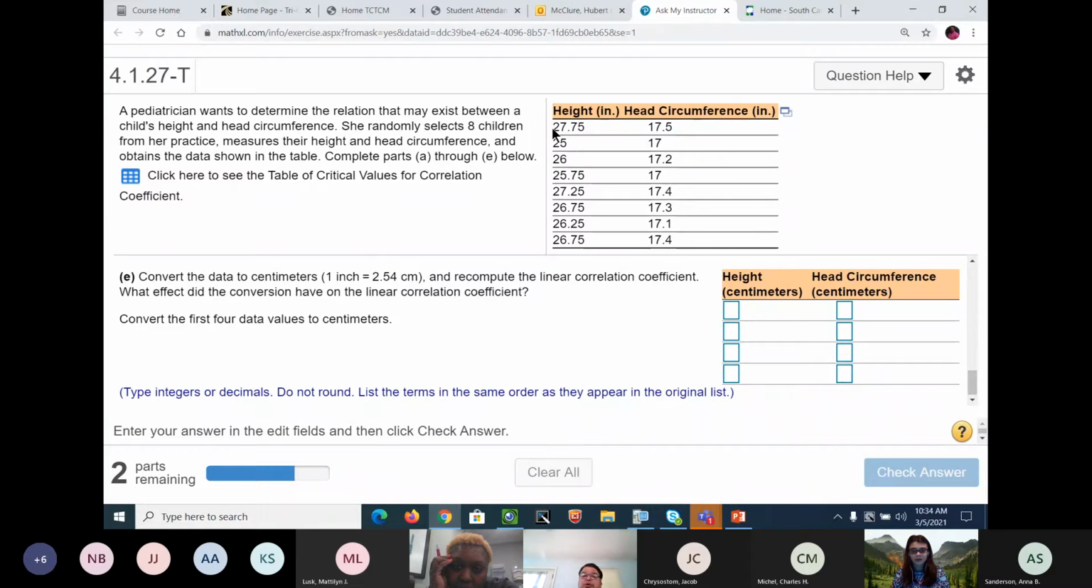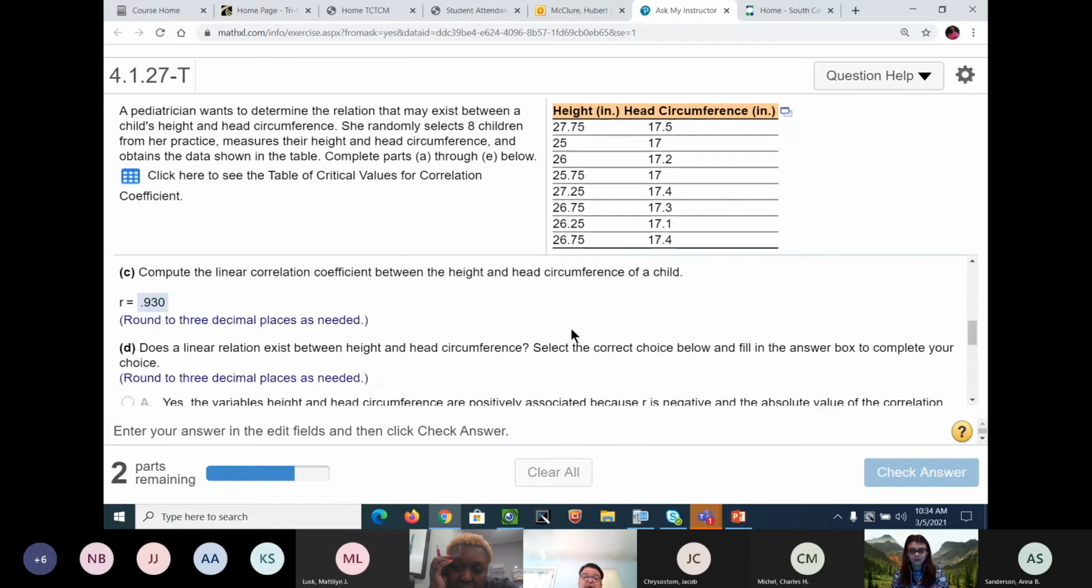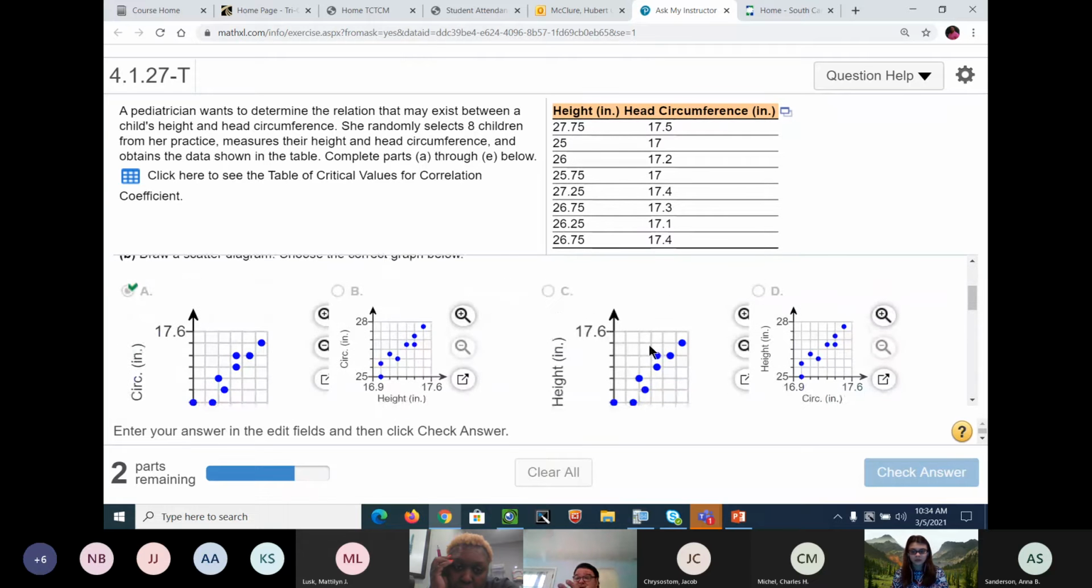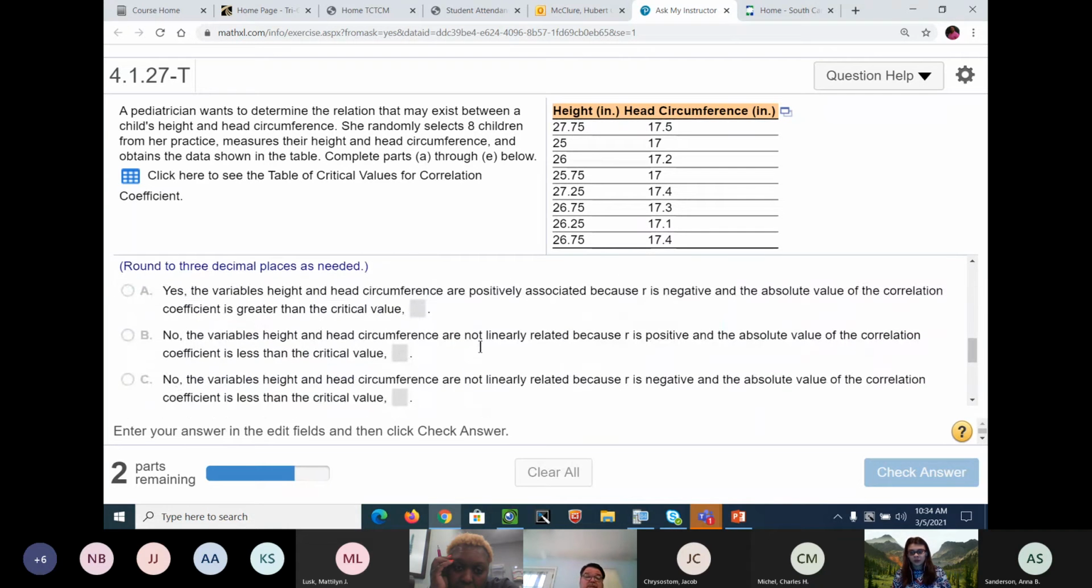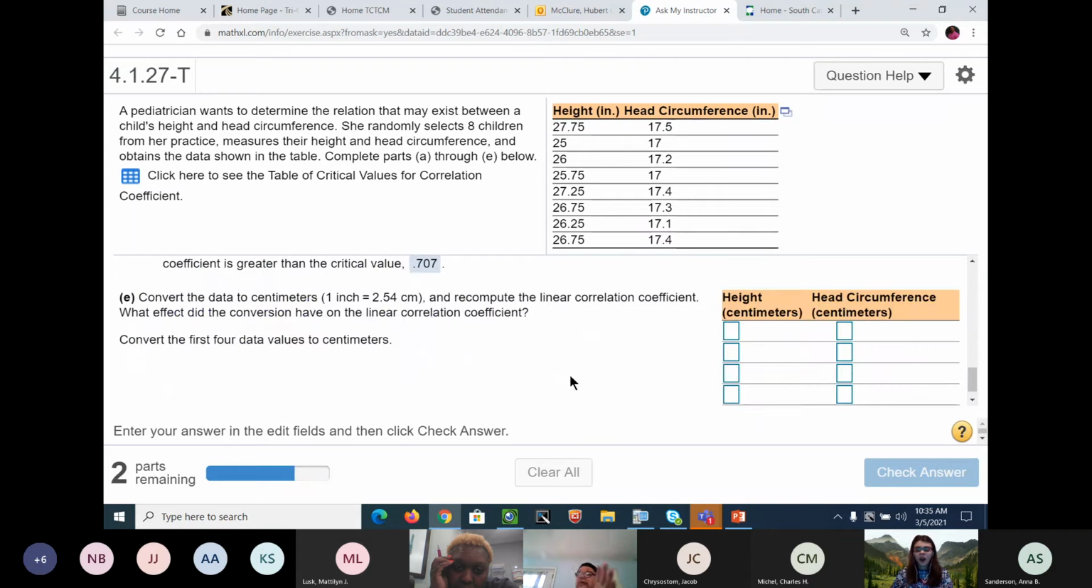As long as you multiply each one of these numbers by whatever the constant is, the numbers that you printed out up here are still going to be the same, the graph is going to be the same. Why? That's what they're trying to show you here. If you turn inches into centimeters, is it going to make a difference? No, it's not.